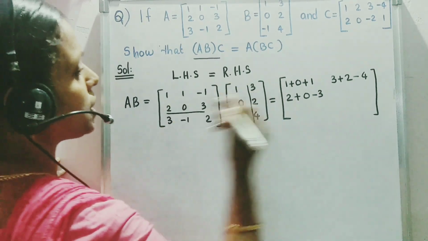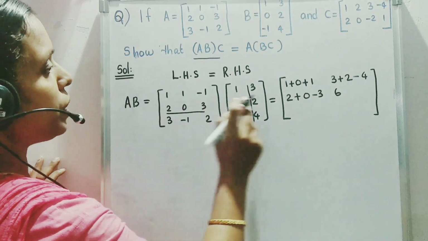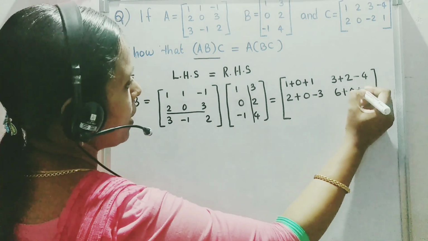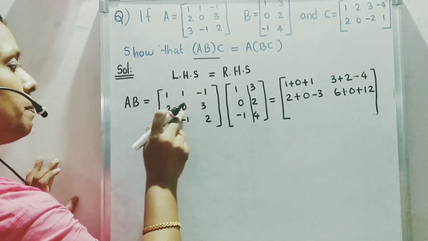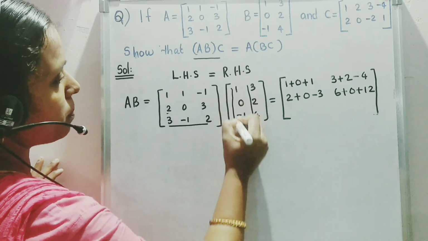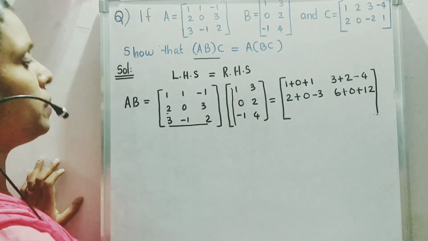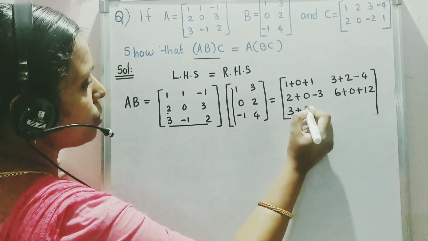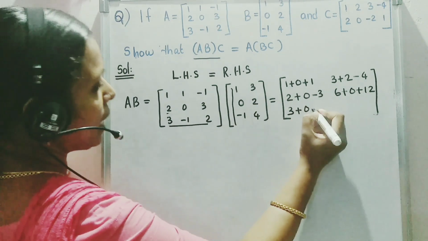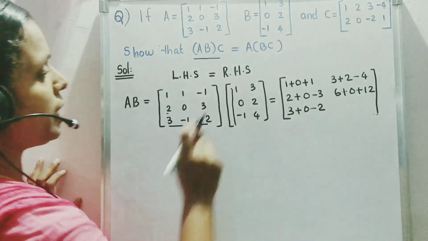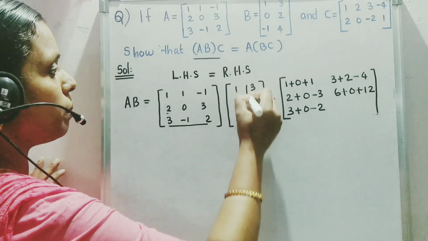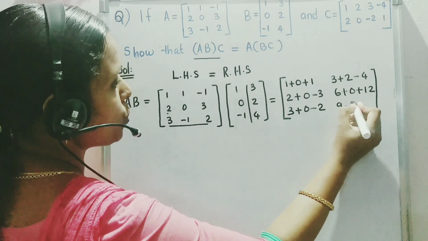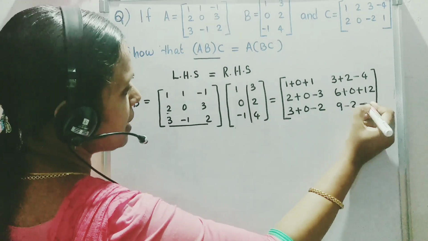That is 2 into 3, 6. Plus 0 into 2, 0. 3 into 4, plus 12. Next we multiply third row with first column. That is 3 into 1, 3. Negative 1 into 0 plus 0. 2 into negative 1, that is negative 2. Next we multiply third row with second column. That is 3 into 3, 9. Minus 1 into 2, minus 2. Next 2 into 4, that is plus 8.